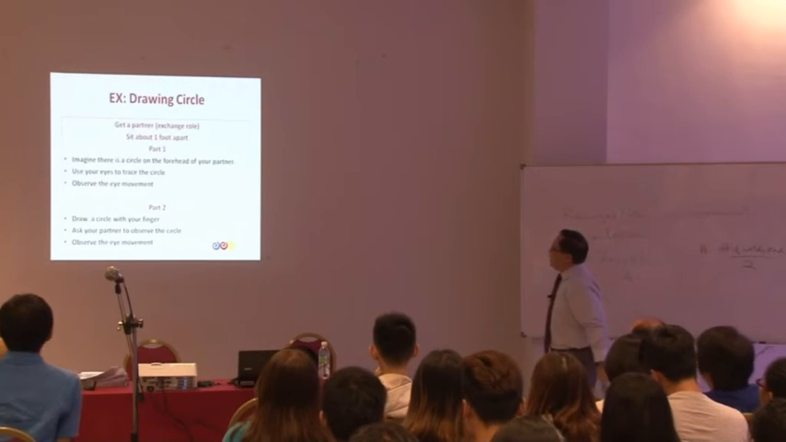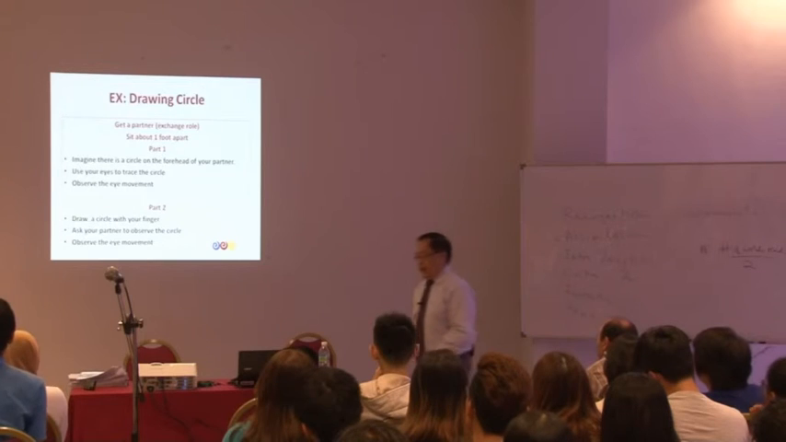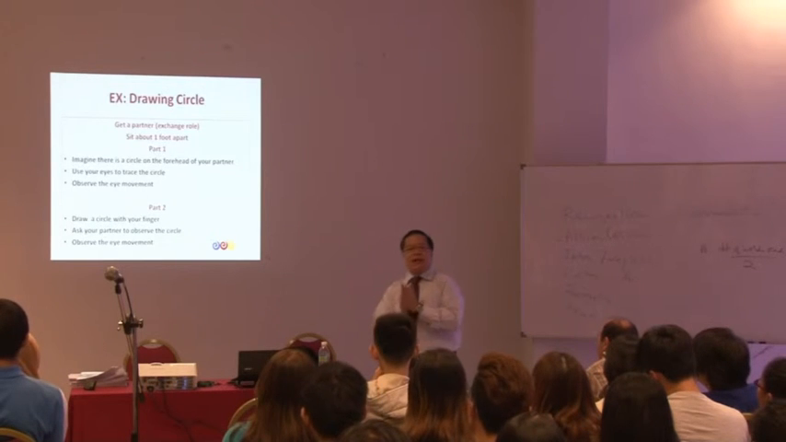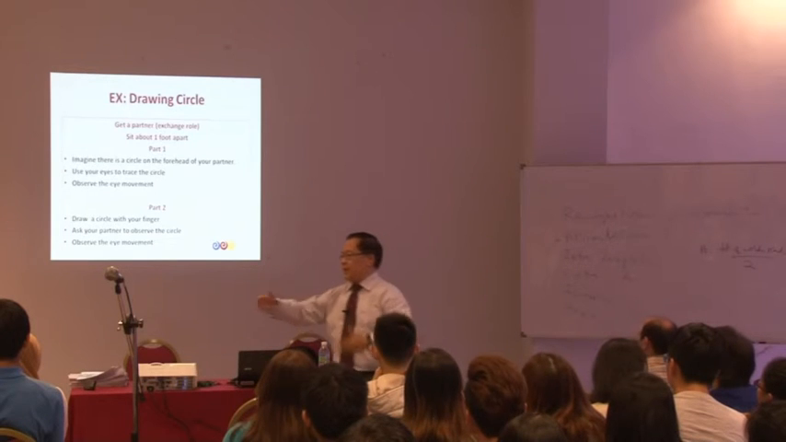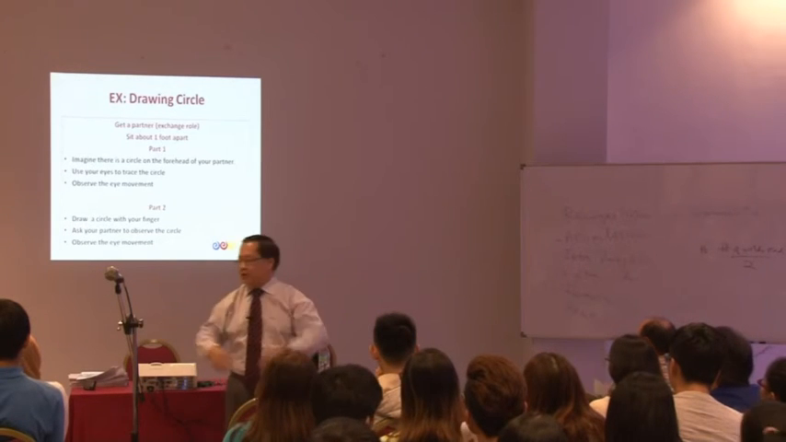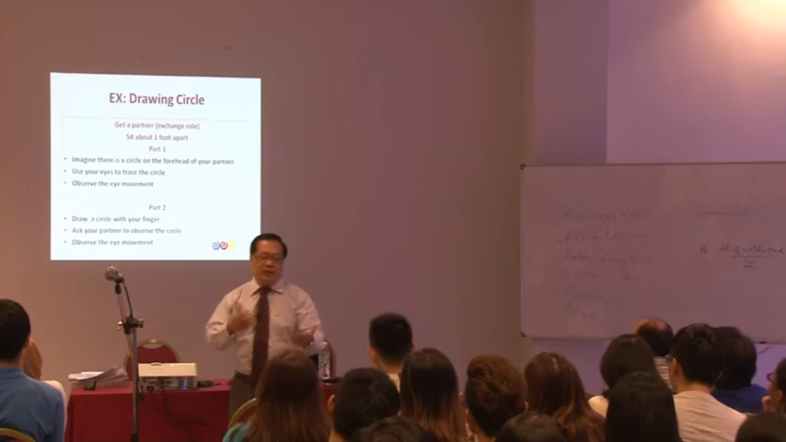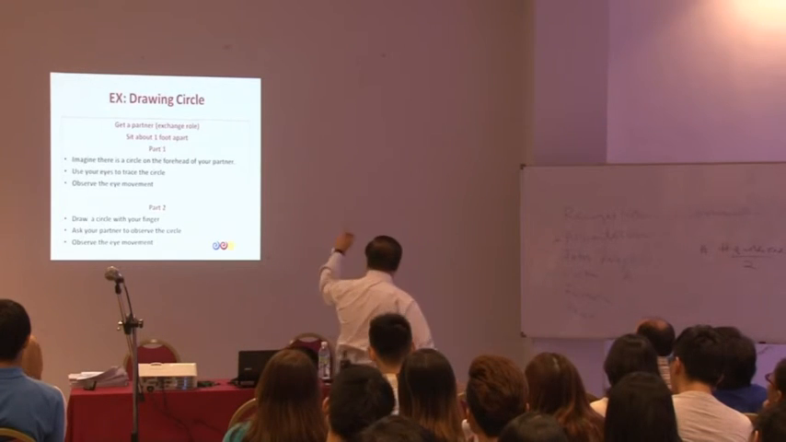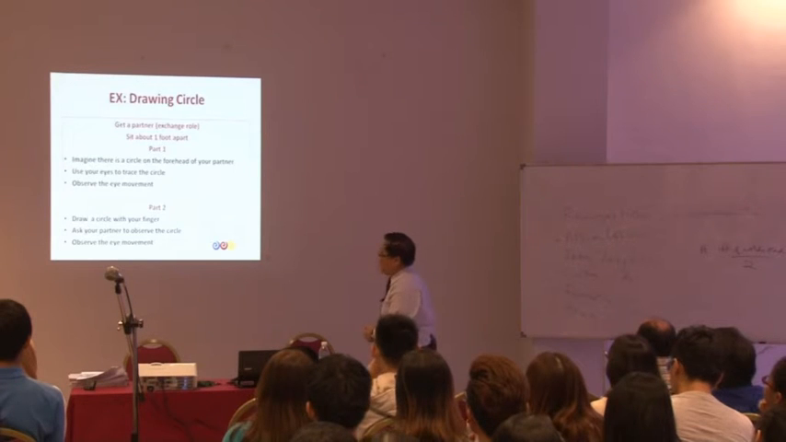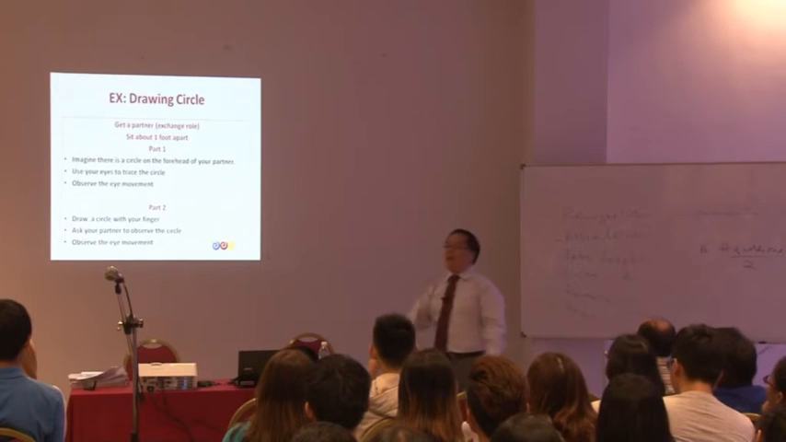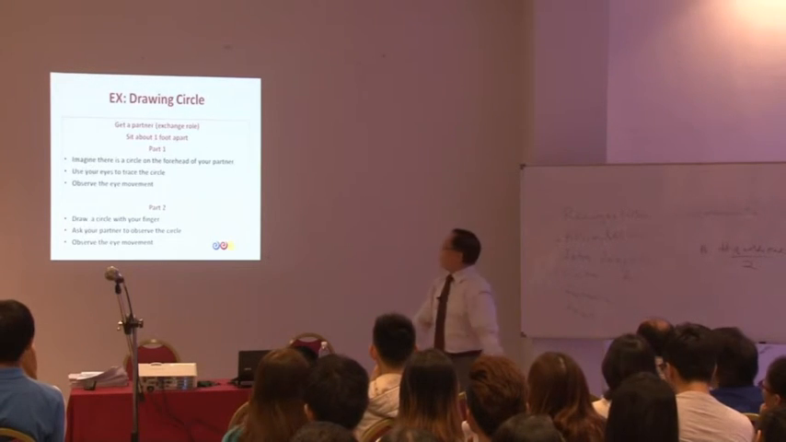I'll move on a little bit. This would be an interesting thing. Can I just ask you to find a partner? Just partner with someone who's beside you. If it's three, you can still partner. Now I want you to do this little exercise for me. You need to exchange roles after that. Sit about 1 foot or 1.5 feet apart, right?